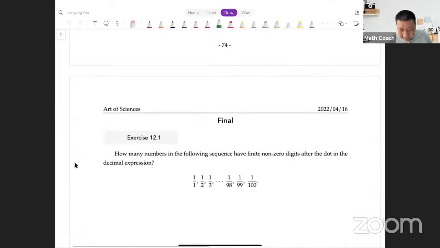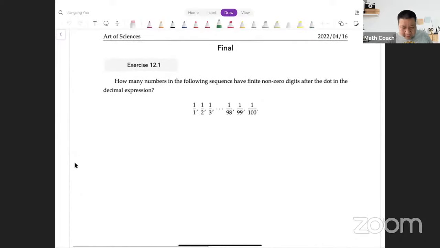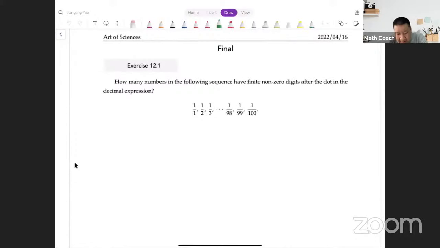Okay, so final question 1. How many numbers in the following sequence have finite non-zero digits after the dot in their decimal expressions? Go ahead. No, 74, your answer is wrong. And 62, now you have 55 seconds.